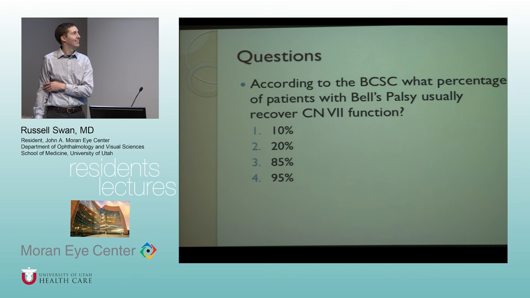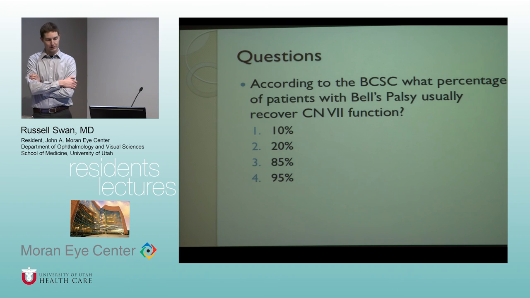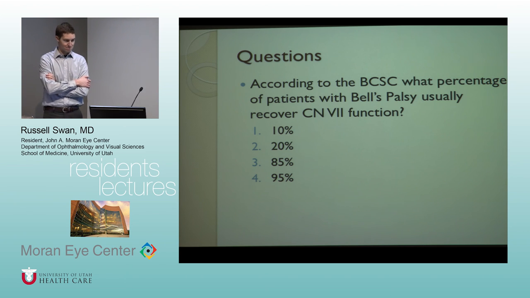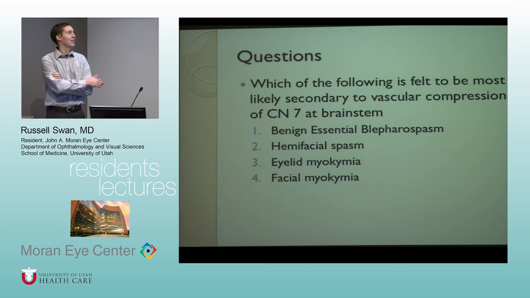That's right. All right. According to the Basic and Clinical Science Course, what percentage of patients with Bell's palsy usually recover seventh nerve function? Julia, what's your guess? 85%. 85%, good job. And finally, which of the following is felt to be most likely secondary to vascular compression of the seventh nerve at the brainstem?